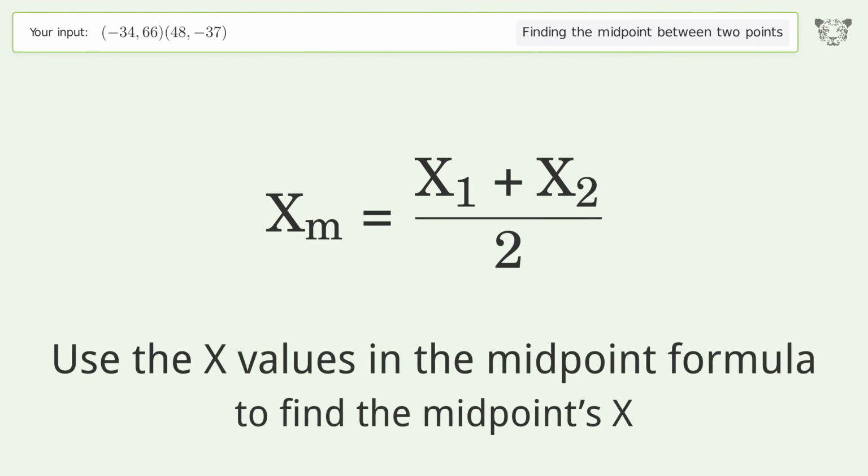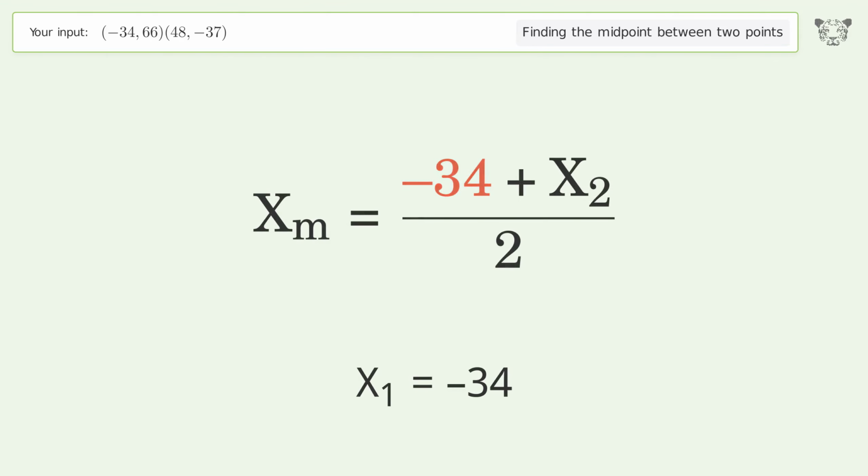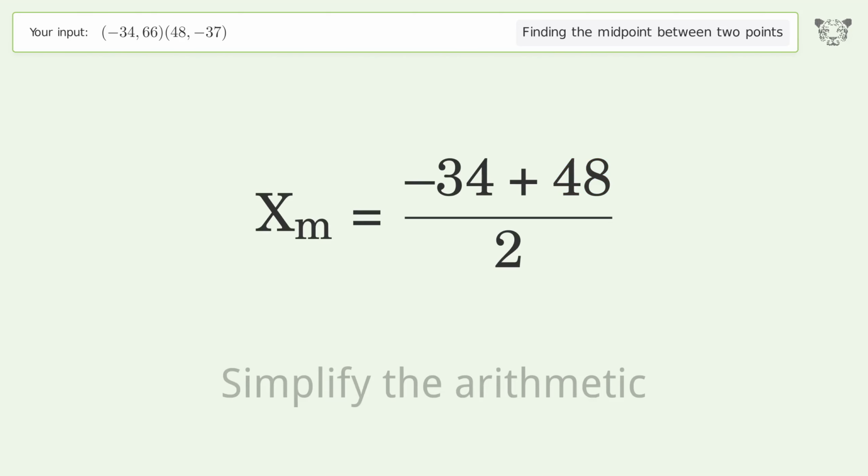Use the x values in the midpoint formula to find the midpoint's x. x1 equals -34. x2 equals 48. Simplify the arithmetic.